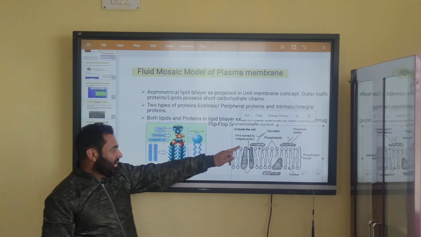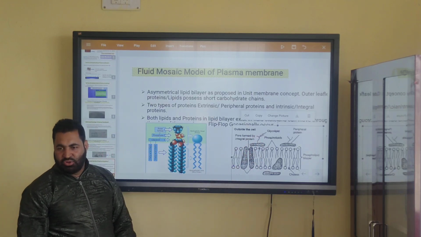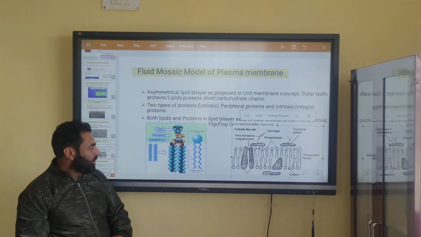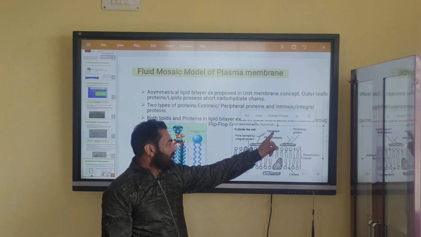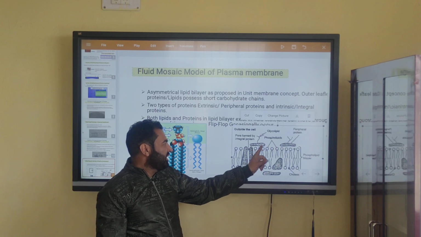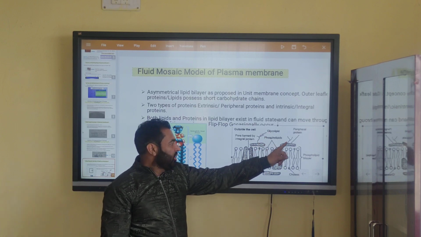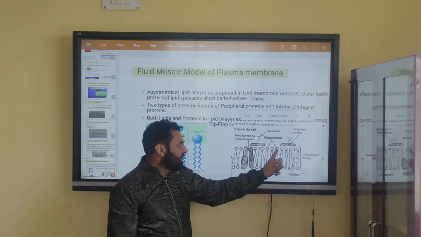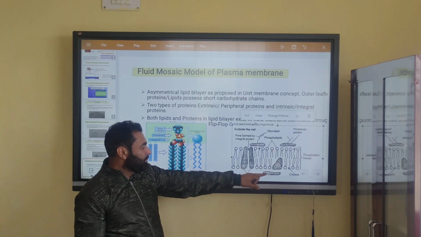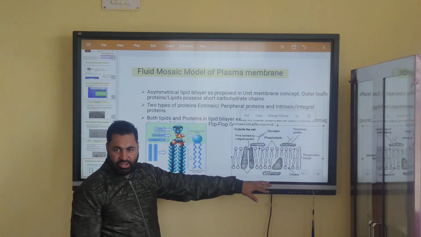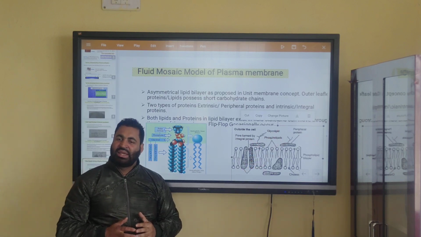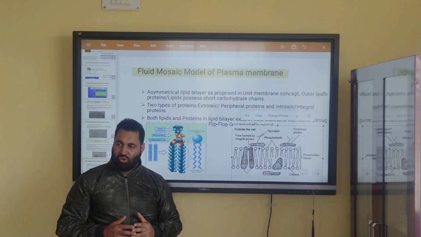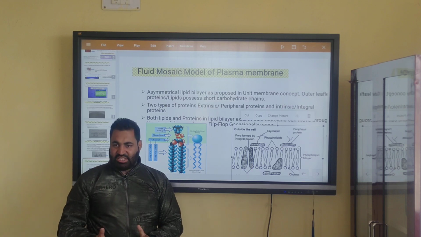Okay, and there is asymmetry also. Why is there asymmetry? Because the outer glycolipids and phospholipids have some carbohydrate attachment. Proteins also have some carbohydrate attachment. But the inner side does not have any carbohydrates. And this carbohydrate region outside is also called glycocalyx. Okay. So there is asymmetry.